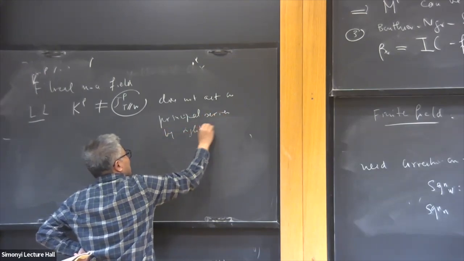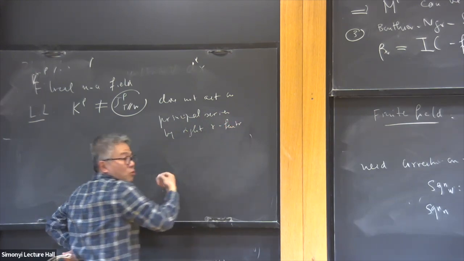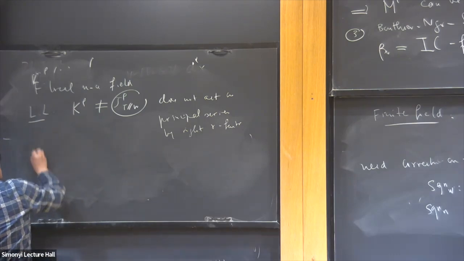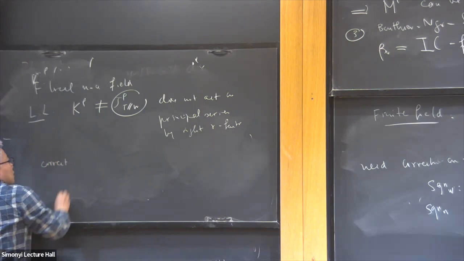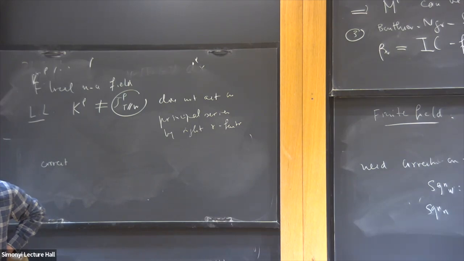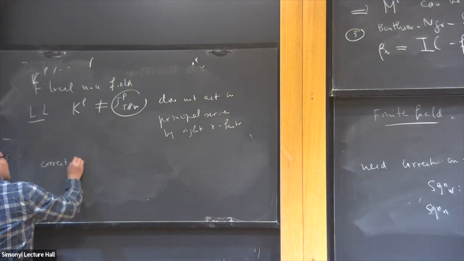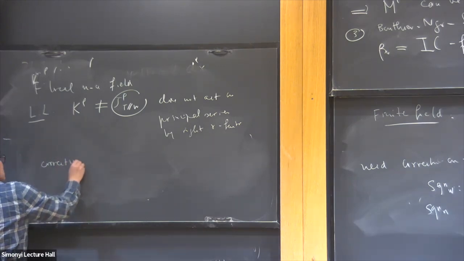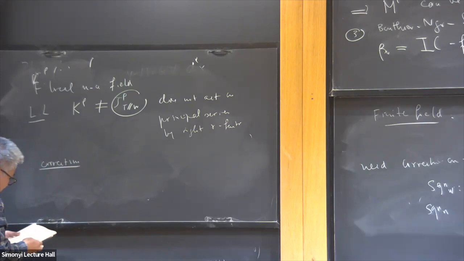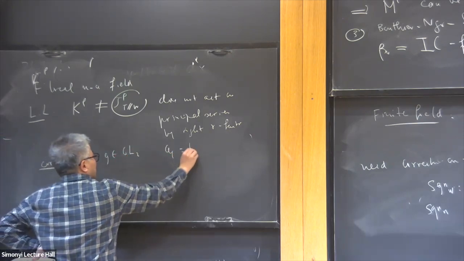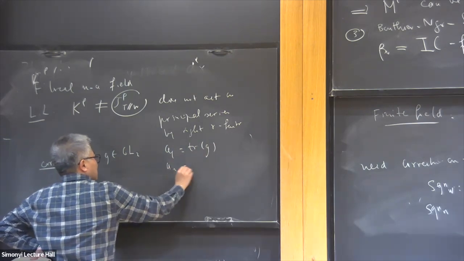There's some shift. So he proposed a recipe to correct this discrepancy. When you say shift, is it by some quadratic character? No, I should not say shift; it's radically different. So this looked quite unbelievable, but let G be in GL_2, and you want A1 to be the trace of G, and A2 to be the determinant of G.